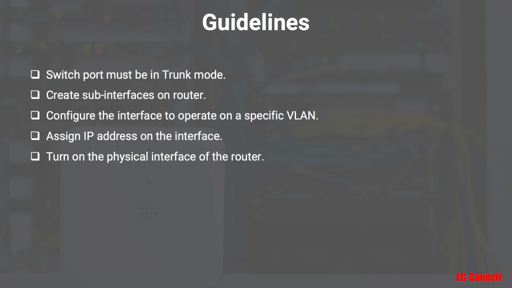Next, ensure that you assign an IP address to the interface. A good example is the sub-interface should be the default gateway for each VLAN. Next, turn on the physical interface of the router. By doing a no shutdown on the physical interface, it will automatically apply a no shutdown, as in to turn on, any sub-interfaces. So now, let us continue where we had left off from the previous example.